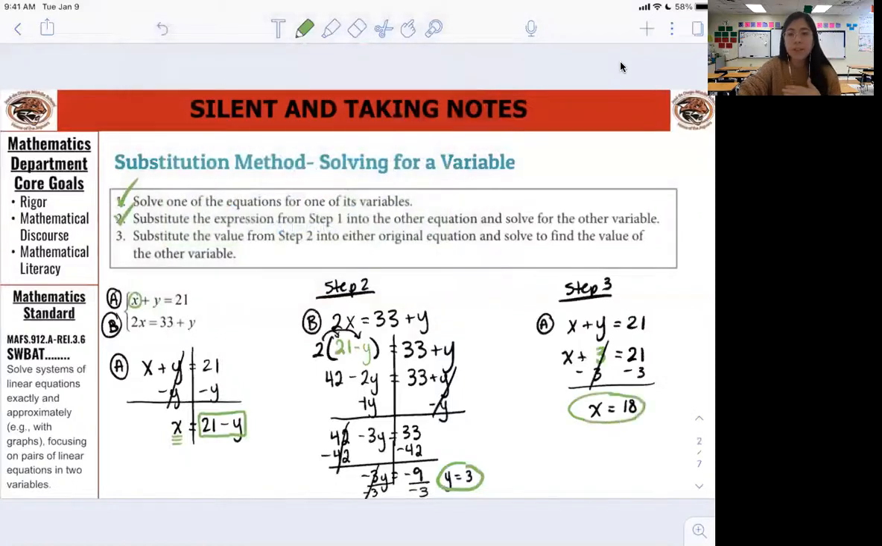So I've got my x, I've got my y. My solution is the coordinate point that puts them together. So this is going to be 18, comma 3. That's my answer for problem A.